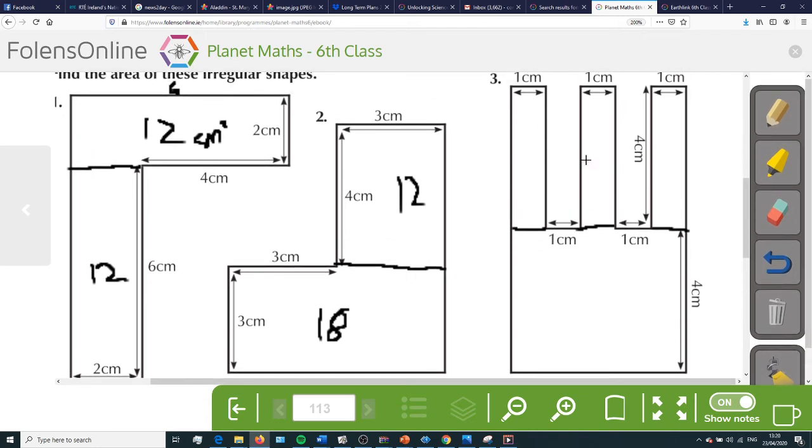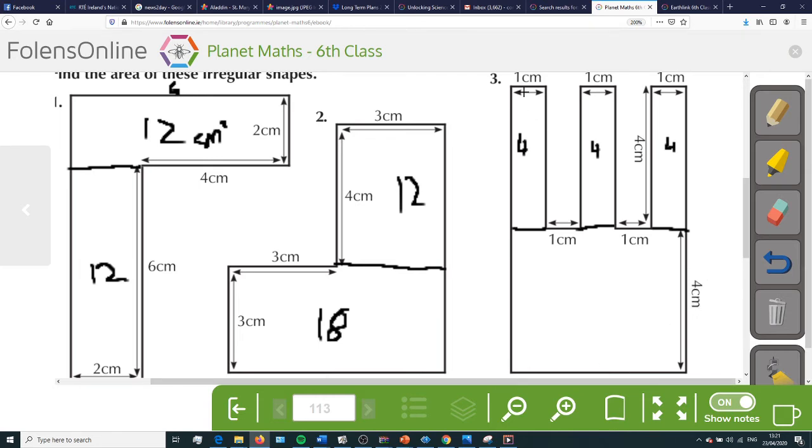So each of the lengths are 4. So 1 times 4 is 4. If this is a fork, looks like the top of a fork to me, the prongs of a fork, each one is 4 centimeters squared. So again, if that's 4, this is 4. And if that's 4, this is 4. Okay, so then I have 4 centimeters along the side here.